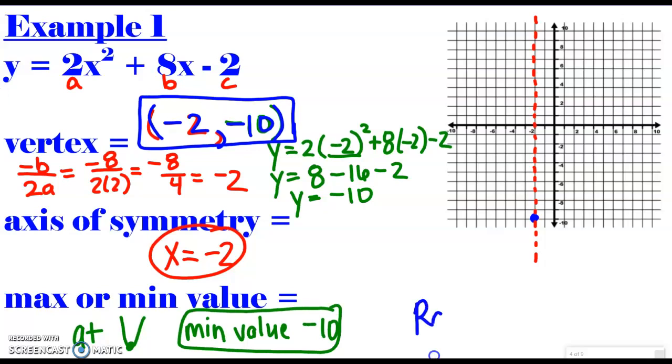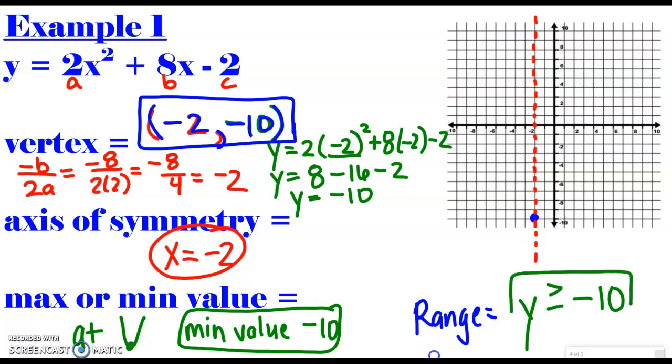Then to find our range, it's always going to have to do with y. The minimum value is negative 10, so it has something to do with negative 10. I just have to figure out my inequality there. The furthest it goes down is negative 10, and then it goes up forever, so it would be greater than or equal to. We can see that more when we graph it also.